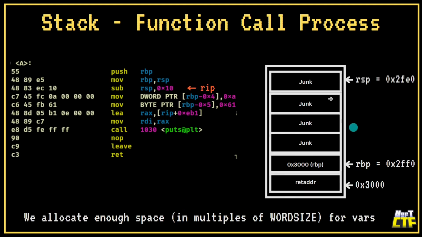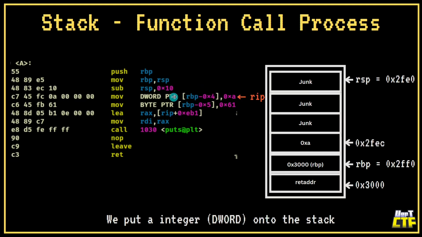Then we're going to allocate a few spaces for local variables. So we're going to subtract RSP by some value, and this value is going to be the entire size of our stack for the local function. So we subtract it by 16 bytes. Okay, now we can actually start to do the function logic.